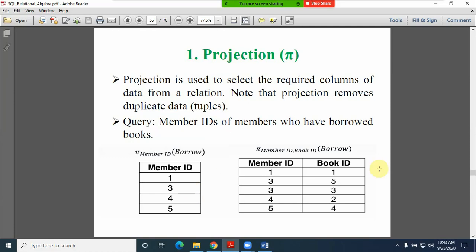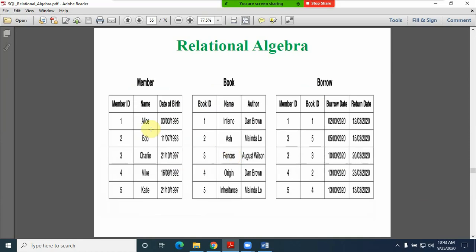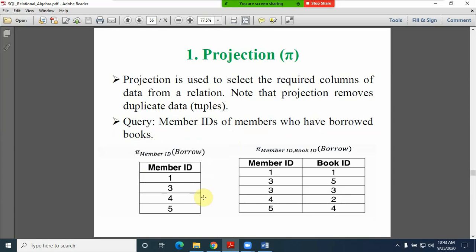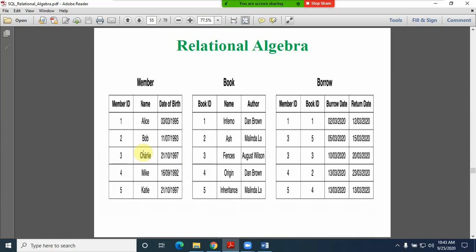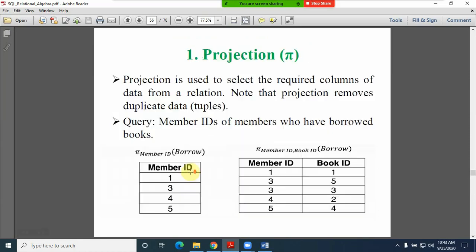Okay, so we need to have the member ID, and who all borrowed the books. If you observe the members borrowing books, member 2 has not taken any book from the library. That member's ID is not there. So if you refer to this member ID, the members who borrowed books are only 1, 3, 4, 5. Even though we have different members from 1 to 5, only these members have taken the books.